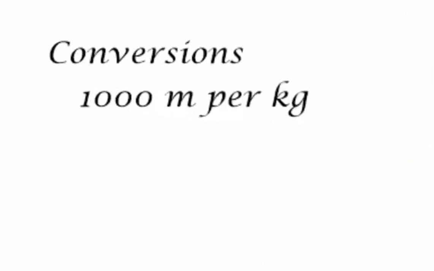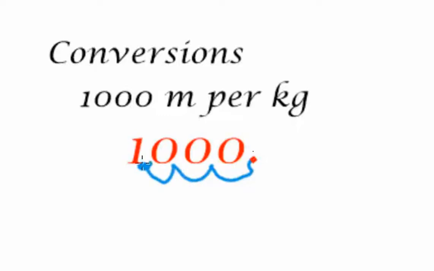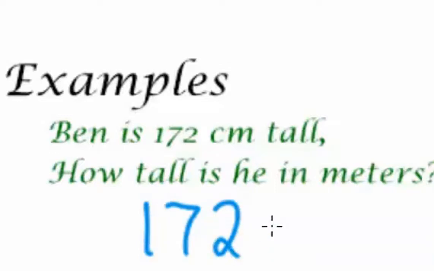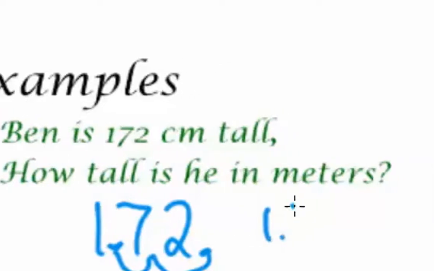Thinking about converting, let's say I have 1,000 meters per kilometer. So how do I go between that 1,000 meters per kilometer? Well, I move the decimal place over to the left 3 times to give myself 1 kilometer, 1.000 kilometers. Thinking about a quick example, let's imagine Ben is 172 centimeters tall. How tall is he in meters? So let's convert between centimeters, the base unit, and meters, the 100s unit. So I can write out 172, which should have the decimal place after the 2, 172.0 so to speak, and move it over twice. And then I could say 1.72 meters.